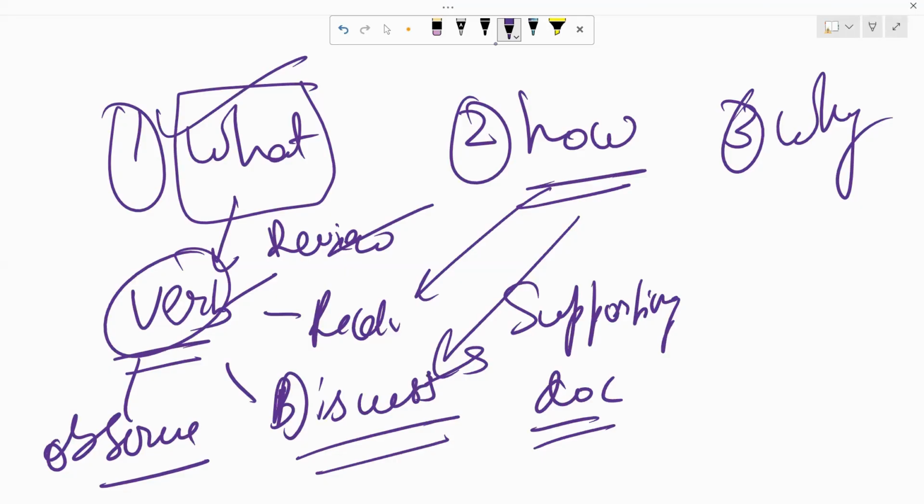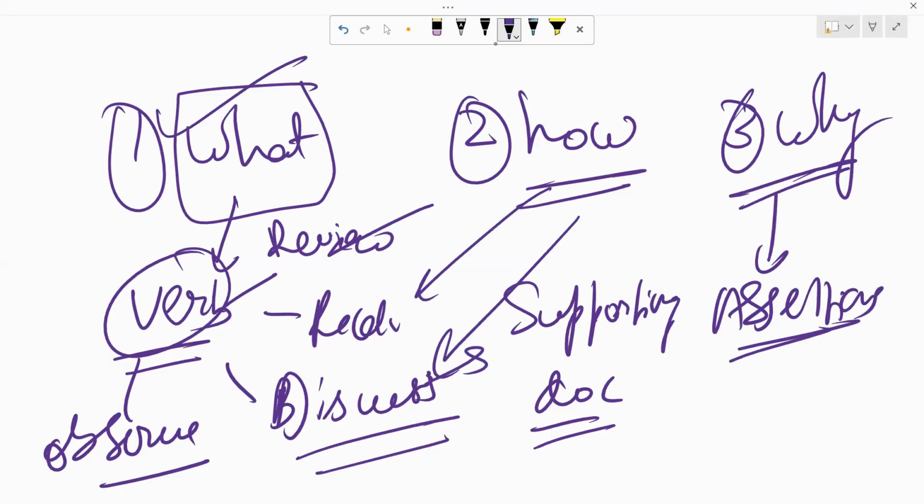Supporting documentation can also be the board minutes. They can be your sales ledger, purchase ledger, all of the documents that you can use to check if the process is going fine and to obtain evidence out of it, right? Third is your why. Why is usually to test your assertion, right? So why are you going to do so? To check the completeness, to check the accuracy, to check the disclosures, all of these things. So again, verb plus supporting document plus assertions will be your answer for the substantive procedure.